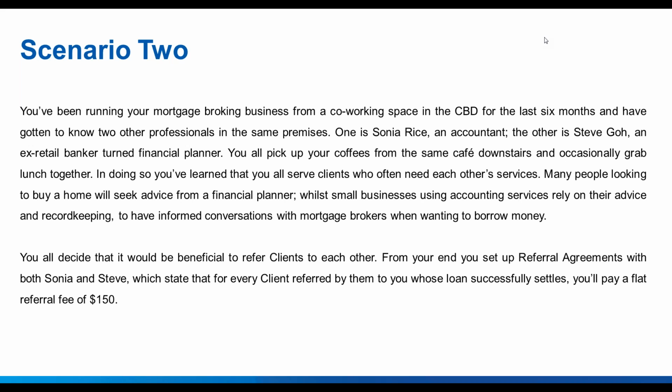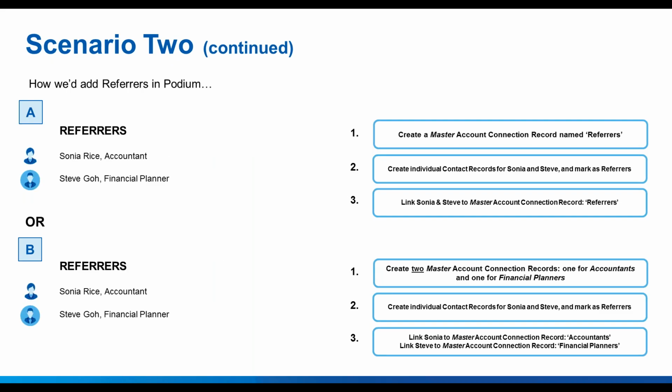So from your end, you set up referral agreements with both Sonia and Steve, which state that for every client referred by them to you, whose loan successfully settles, you will share your commission and split a flat referral fee of $150. So in this scenario, you've got a couple of referrers that you are now wanting to add to your database. How would we approach this? There's a couple of ways.